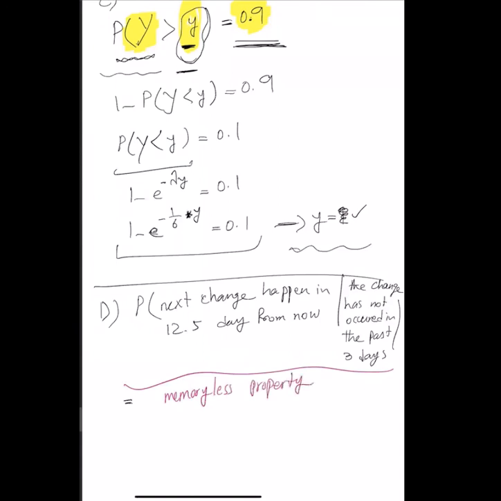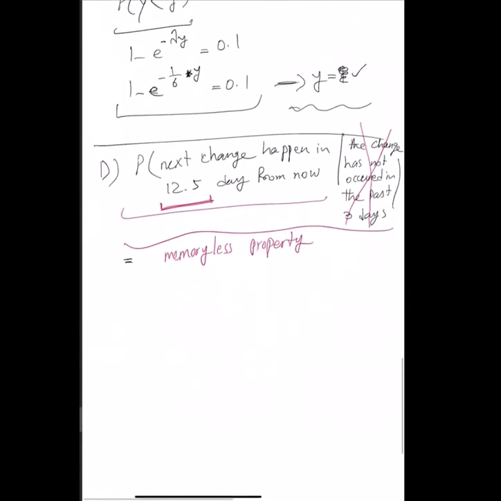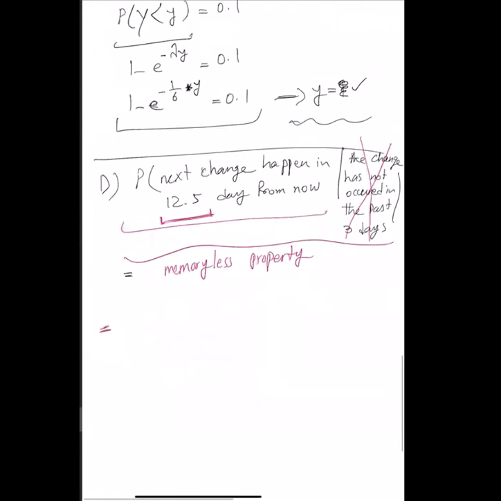Which basically says knowledge of the past has nothing to do with the probabilities of things happening in the future. The fact that I know it's 3 days till the next event happened has nothing to do with the probability of the chance that it takes another 12 and a half days till the next event happens. So I can just answer this question as if I don't know if it's already 3 days that something has happened or has not happened.